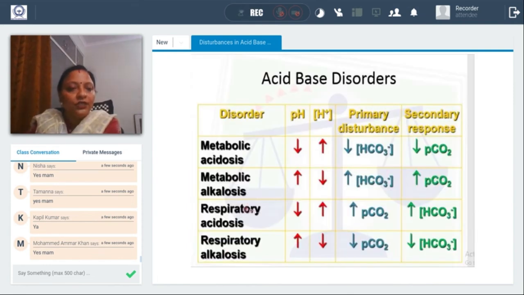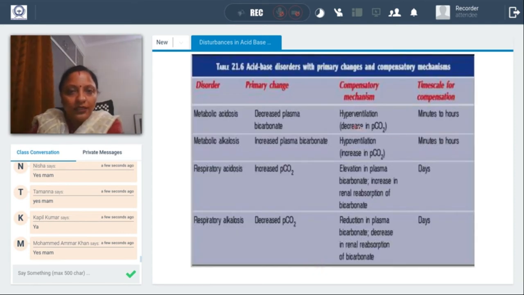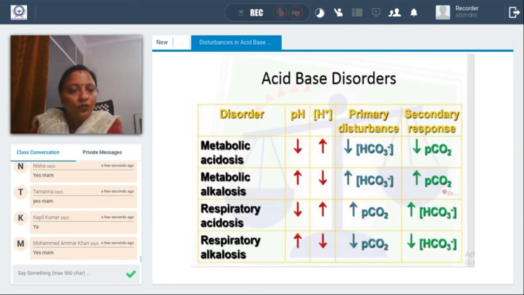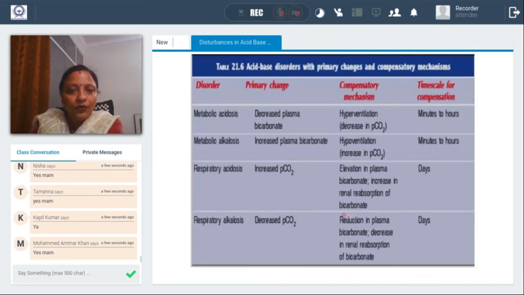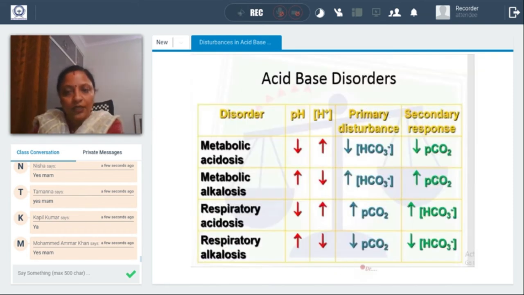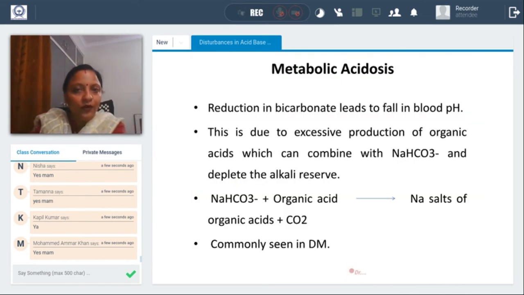So likewise, this metabolic alkalosis, respiratory acidosis, respiratory alkalosis. By this hypo and hyperventilation, you all know. You can see here again hyperventilation, decrease in PCO2, hypoventilation, increase in PCO2. And in respiratory acidosis, retention of bicarbonate ions, compensatory mechanism, retention or reabsorption of bicarbonate ion, and in the case of respiratory alkalosis, you can see here excretion of bicarbonate ions or decrease in renal reabsorption of bicarbonate ions. So is it clear to all of you?